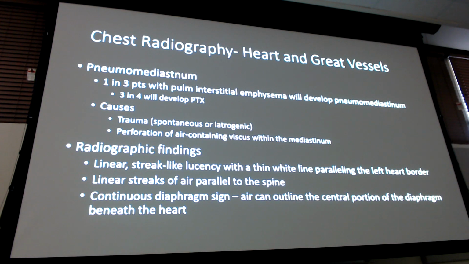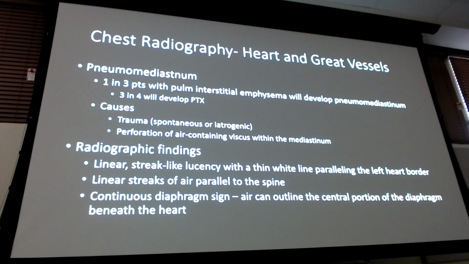So, all right. Let's continue on through the heart and great vessels. We talked about pneumothorax, which is air in the thorax where it's not supposed to be. Now let's talk about pneumomediastinum, which is air in the mediastinum that's not supposed to be there. Okay?